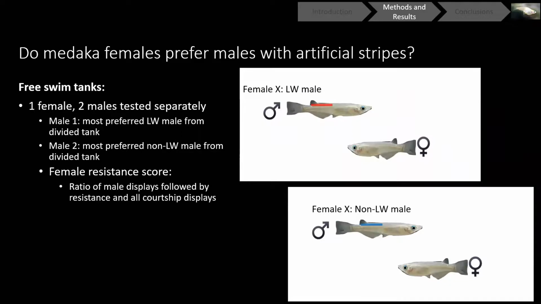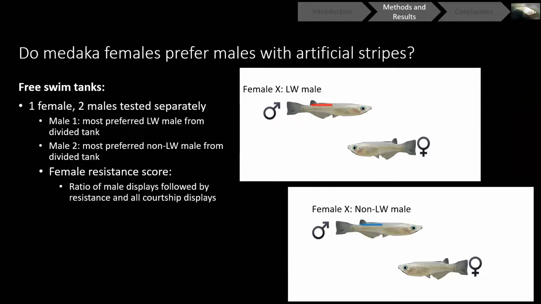So using the results of these divided tank trials, I determined what 2 colors a female would be presented with in a free swim trial. All females were presented with 2 different males. One was a male with a long wavelength color, her most preferred long wavelength color from her divided tank trial, as well as her most preferred non-long wavelength color from the divided tank trial.